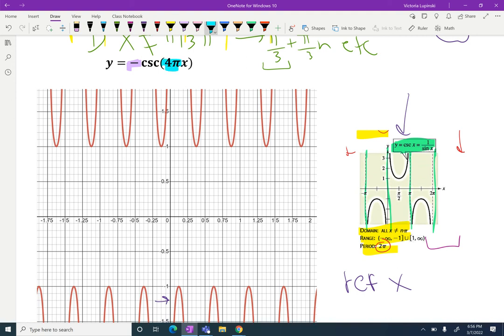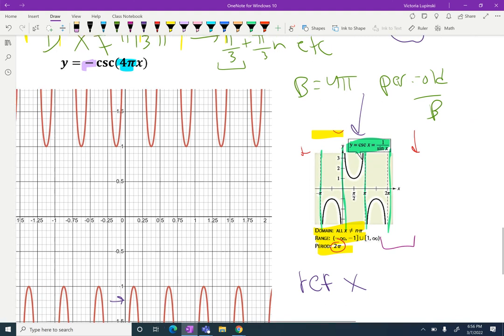This 4 pi, the whole 4 pi, hopefully you would be able to identify that as your b. Remember that to find the new period, it's the old period divided by b. For the cosecant, the old period is 2 pi. So you would go ahead and do 2 pi divided by 4 pi. Cancel the pi's. Simplify 2 over 4, and the period should be 1/4.